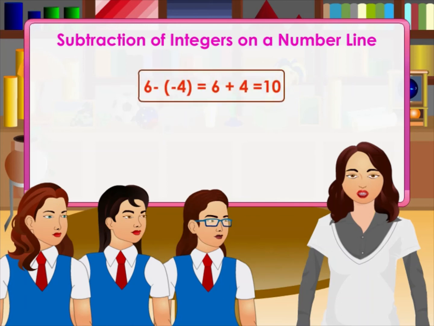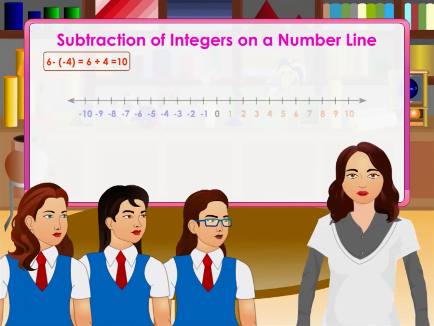For example, 6 minus -4 equals 10 because the additive inverse of -4 is 4. So 6 plus 4 is equal to 10. First, we move 6 steps right from 0. We reach 6, then move 4 steps from 6. We reach 10. How do you subtract a negative integer on a number line?